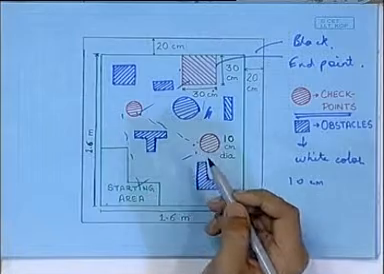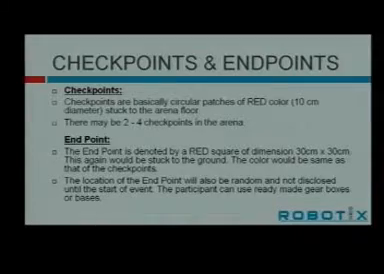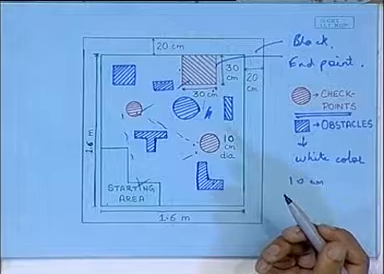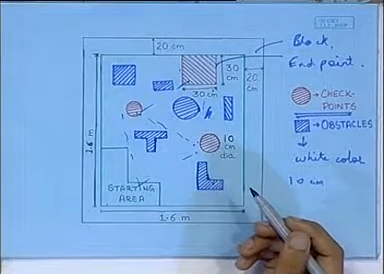These obstacles will not be fixed to the arena floor. The checkpoints are red patches of 10 centimeter diameter, and these are stuck to the arena floor. Please note, these do not have any height. They are actually stuck to the arena floor. The number of checkpoints may vary from 2 to 4. The endpoint is a 30 cross 30 centimeter red colored square, and the location of the endpoint will also be not disclosed until the start of the event.